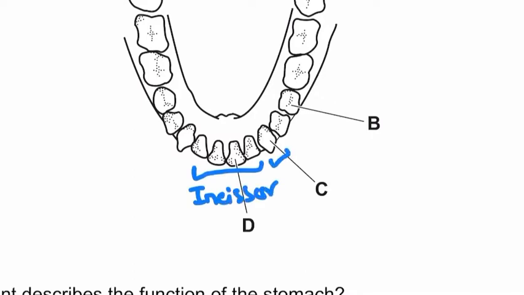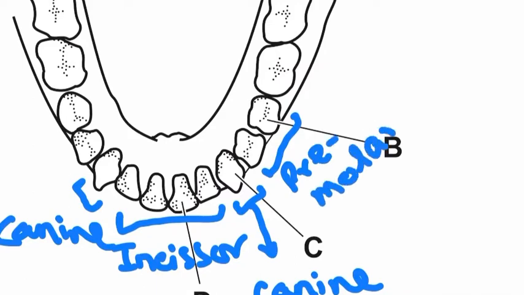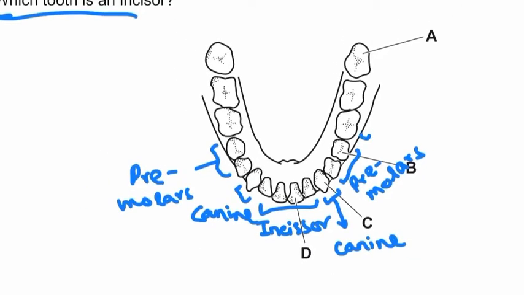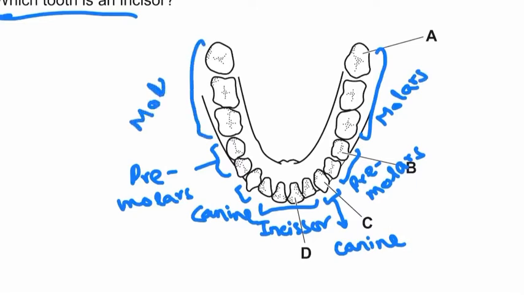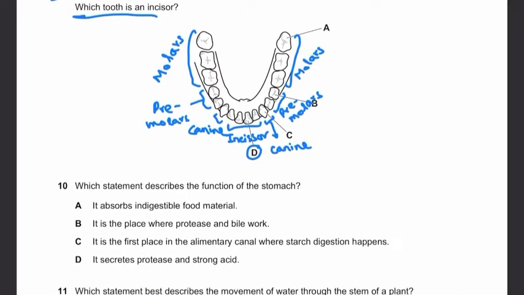One tooth adjacent to the incisors is the canine. So we have one canine on both sides of the incisors. Then behind the canine there are 2 premolars on both sides. And behind the premolars there are 3 molars on both sides. So guys, we have to identify the incisors. The incisors are D. The answer is D. Let's move on to MCQ number 10.